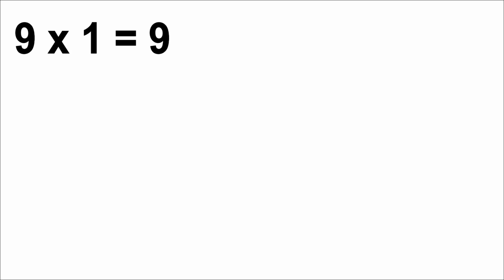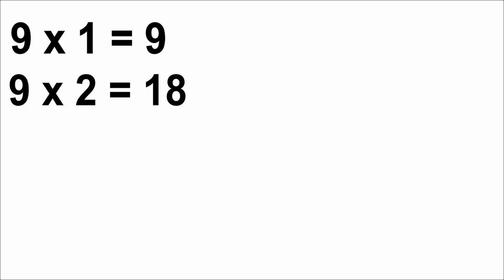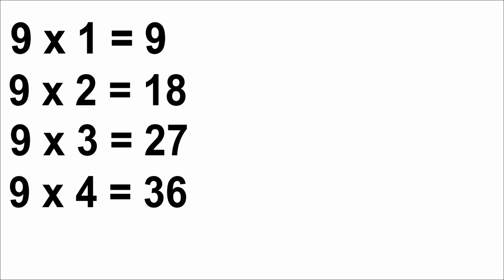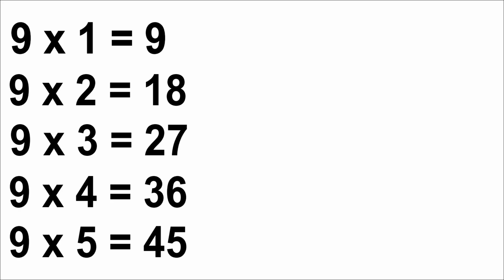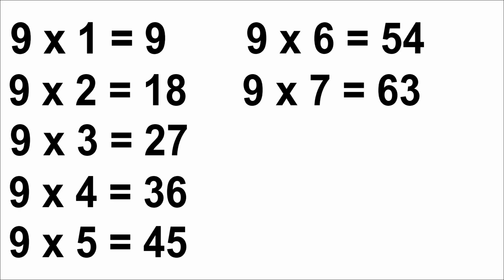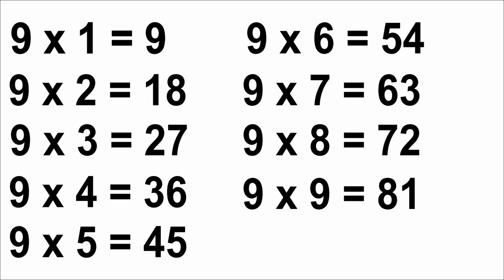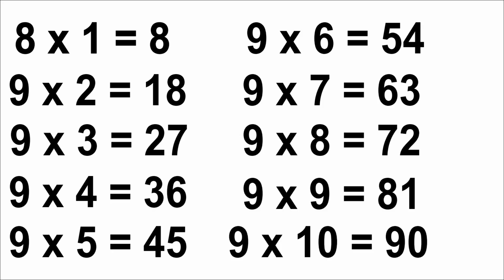Multiplication of 9. 9 times 1 is 9. 9 times 2 is 18. 9 times 3 is 27. 9 times 4 is 36. 9 times 5 is 45. 9 times 6 is 54. 9 times 7 is 63. 9 times 8 is 72. 9 times 9 is 81. 9 times 10 is 90.